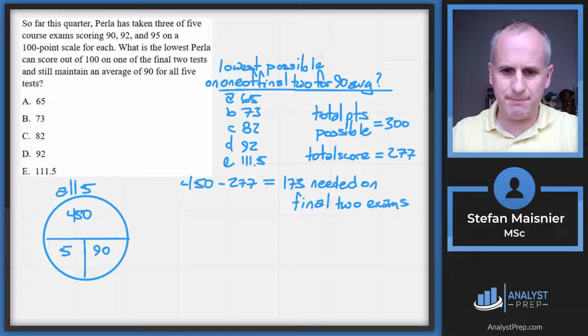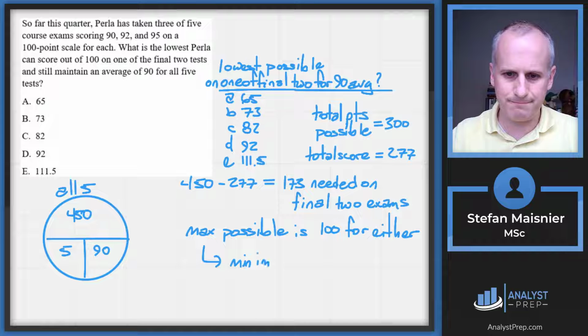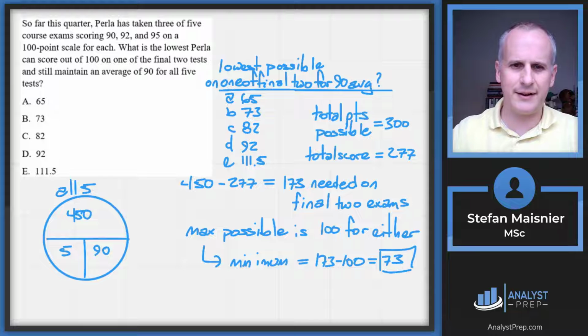And we know that the maximum possible is 100 for either. So that means that the minimum possible is going to be equal to 173 minus that maximum of 100, which is 73. And there's our answer, choice B.